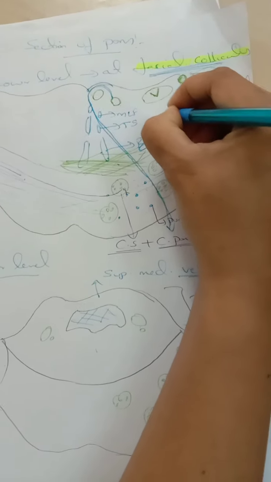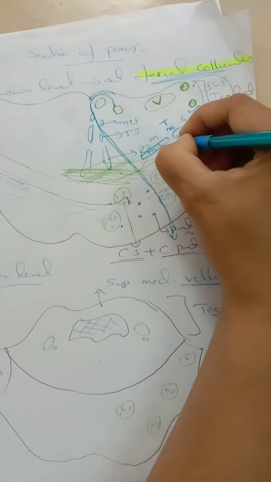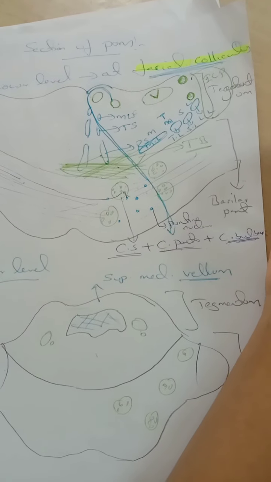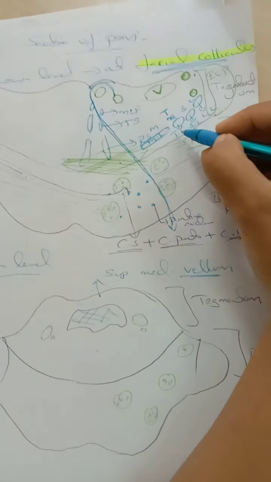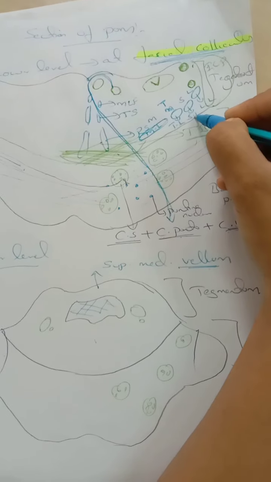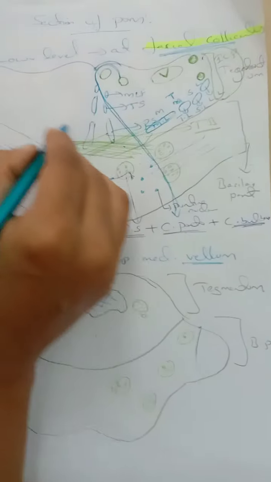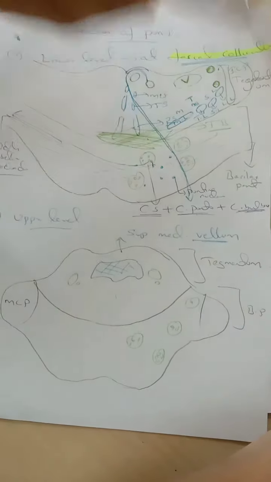My mouth, sorry, my tongue. So this is trigeminal lemniscus. That's what I'm thinking. What am I missing? So medial lemniscus, trigeminal lemniscus, spinal lemniscus, and lateral lemniscus you will see on either side. So these are all the features here.